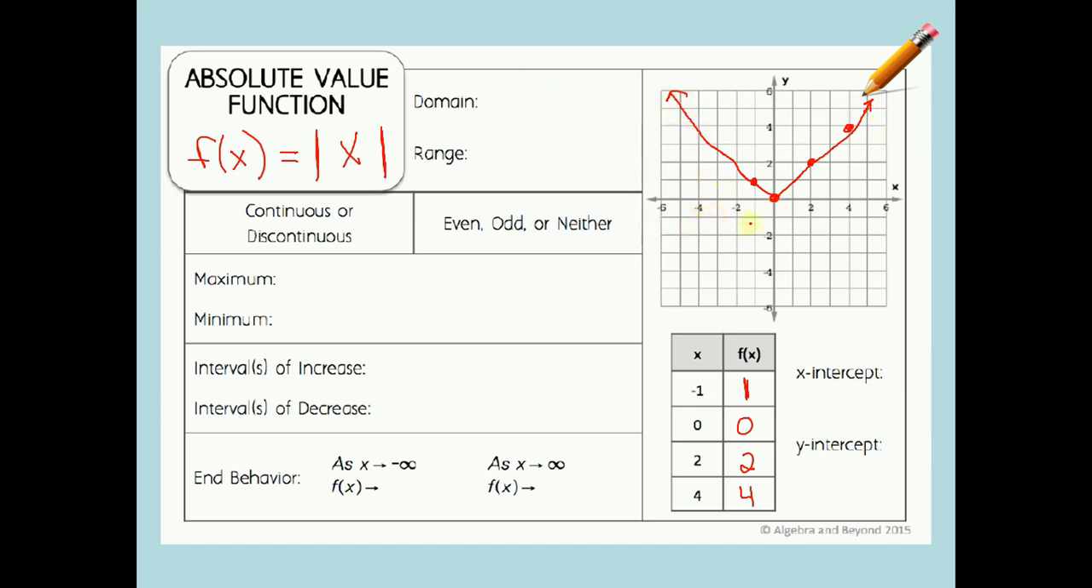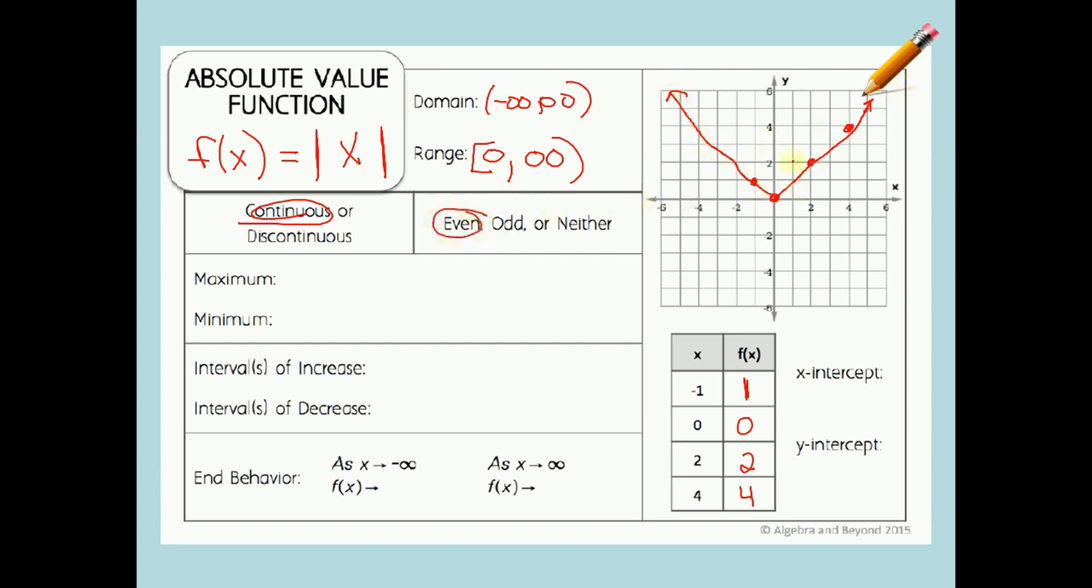So my domain, the farthest x I get, -infinity, and I keep going that way too, so I am infinity as well. Range, starting at 0, because bottom to top, to infinity. It is continuous, because remember, continuous means I can pick up my pencil. I don't have to pick it up as I draw.